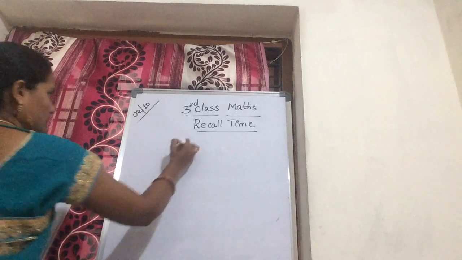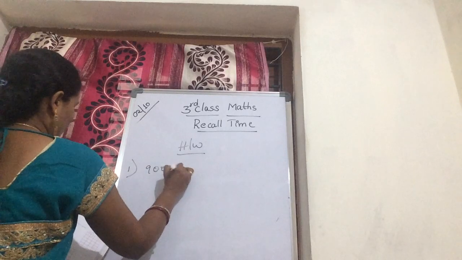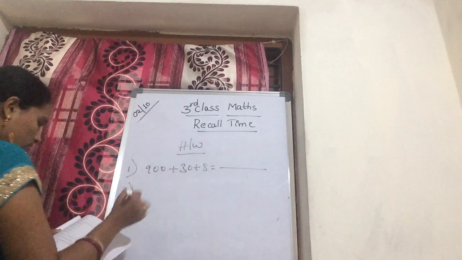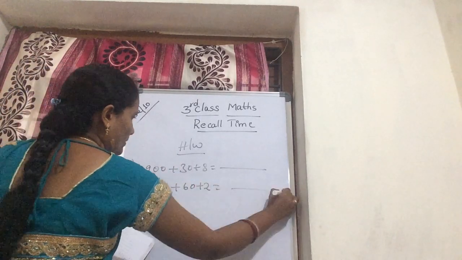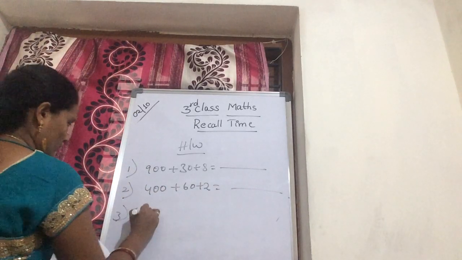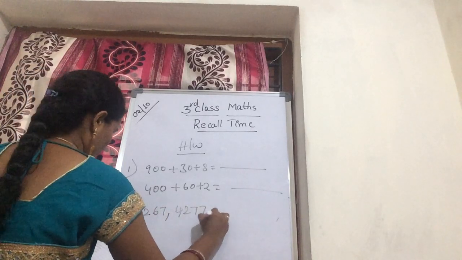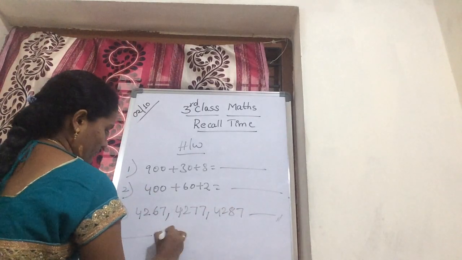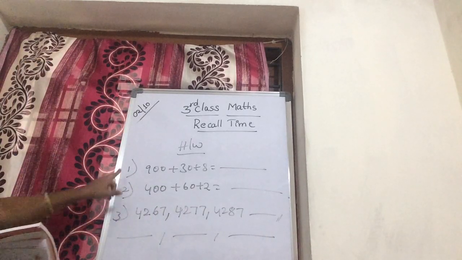What is your homework? First one, 900 plus 30 plus 8, write in short form. Second, 400 plus 60 plus 2. Okay, now the third one, write the pattern: 4267, 4277, 4287. This is your homework. How many problems? 1, 2, 3. 3 is the homework.